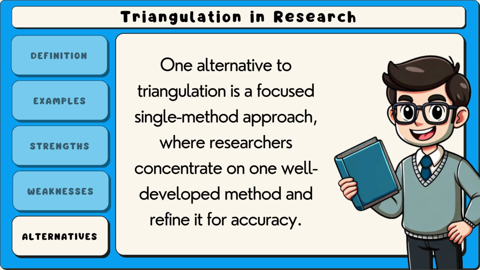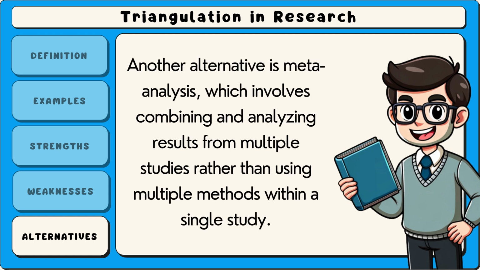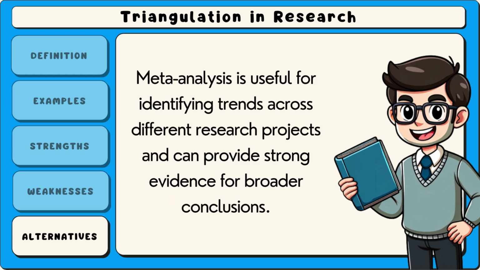One alternative to triangulation is a focused single method approach, where researchers concentrate on one well-developed method and refine it for accuracy. This approach can be effective when the research question is narrow and well-defined. Another alternative is meta-analysis, which involves combining and analysing results from multiple studies rather than using multiple methods within a single study. Meta-analysis is useful for identifying trends across different research projects and can provide strong evidence for broader conclusions.